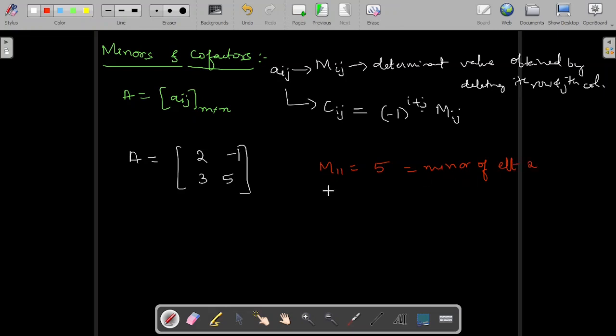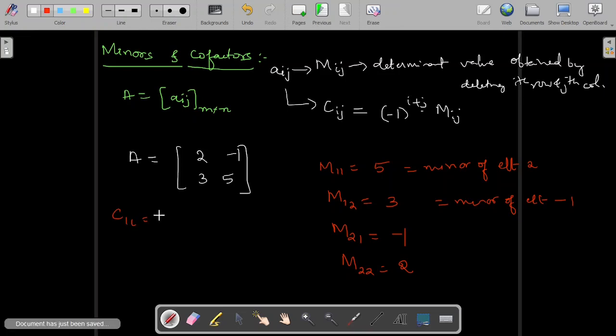Okay. Next, M12 means element in the first row, second column, that is the minor of element minus 1. So delete first row, second column. You are left with 3. M21, delete second row, first column. That gives you the minor of 3, which is minus 1. M22, delete second row, second column. That gives you element 2, which is the minor of 5. This is how we find the minors.